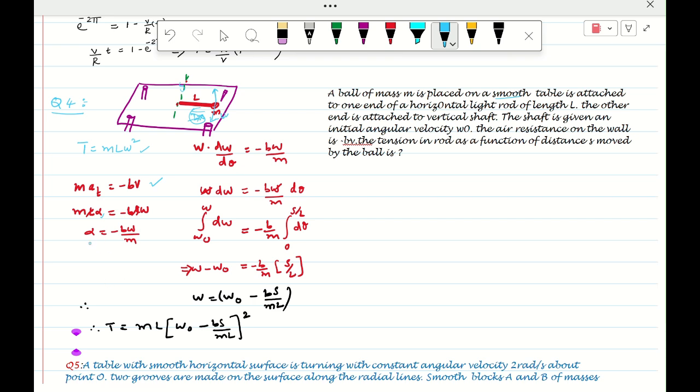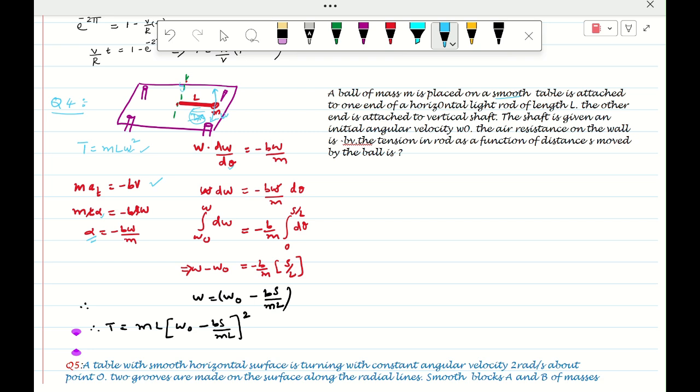So alpha is equal to B omega by m, and we are asked to find the tension. The tension is ML omega square, so I want to find omega. To find omega, alpha is equal to d omega by dt. Here I don't know t, therefore I am going to write the acceleration in terms of velocity and angular displacement, as angular velocity omega into d omega by dt.